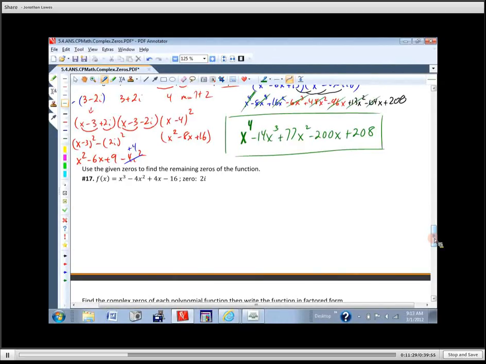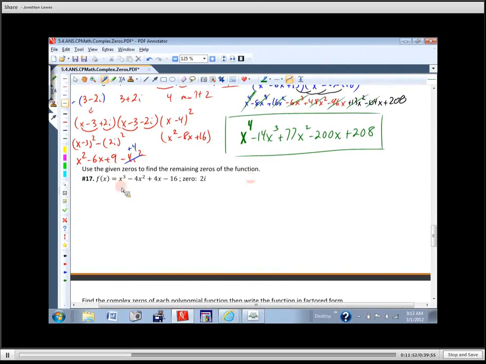And remember, we talked about what's important about these. It's not that anybody's going to ask you to do these in the future unless you're taking a math class. It's the fact that you can take little bits of information, little details, and fit them into the big picture and then use those to help you figure out a problem. So this one says, use the given zeros to find the remaining zeros of the function.